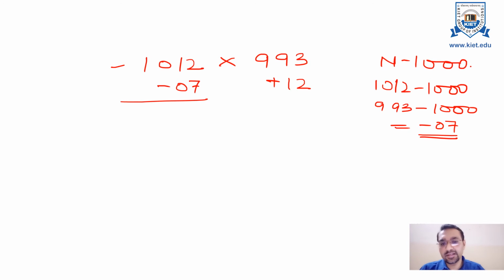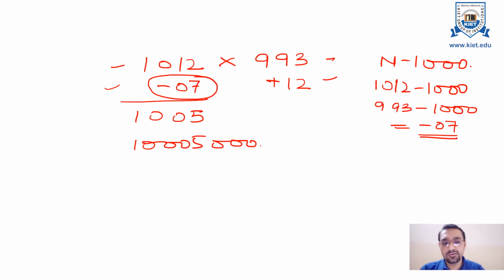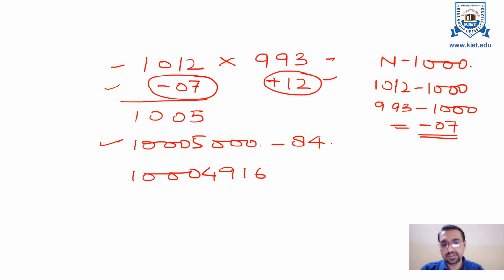Now you can add these two numbers, so you will get 1005. Thereafter we have to multiply by 1000, or you just simply add three zeros. Now you have to take the product of these two numbers. 12 times 7 is 84, but that comes off the negative. Now you have to add these two numbers, so 1004916. So this will be your answer. I hope you have understood how you can multiply two numbers which are close to 1000.